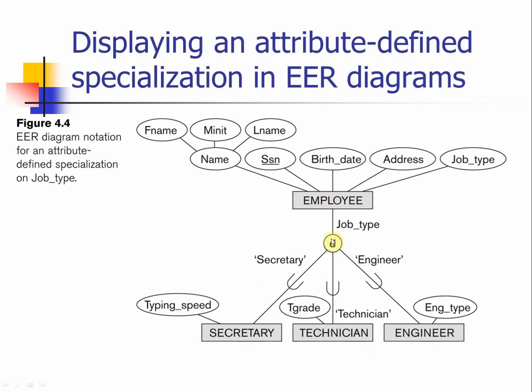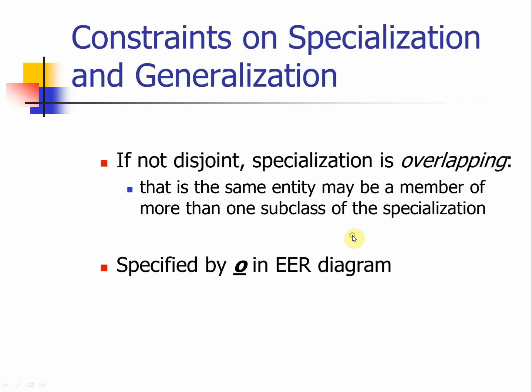If you put a double line over here indicating that employee has to choose one of the job roles, that means there are only 3 job roles in the employee operation. So those are the combinations of the constraints that have different meanings.